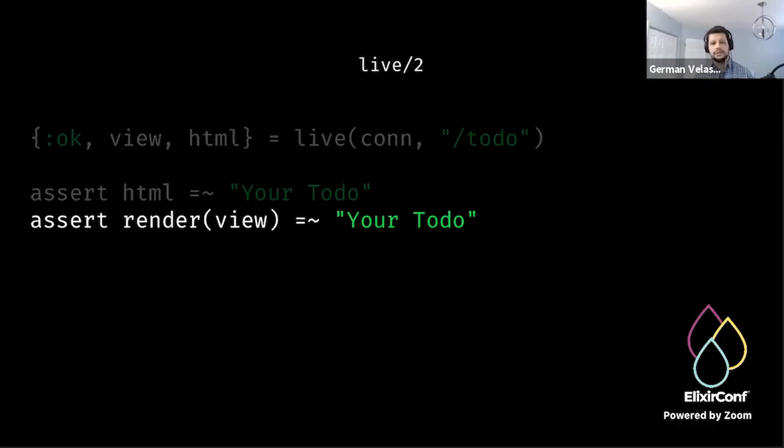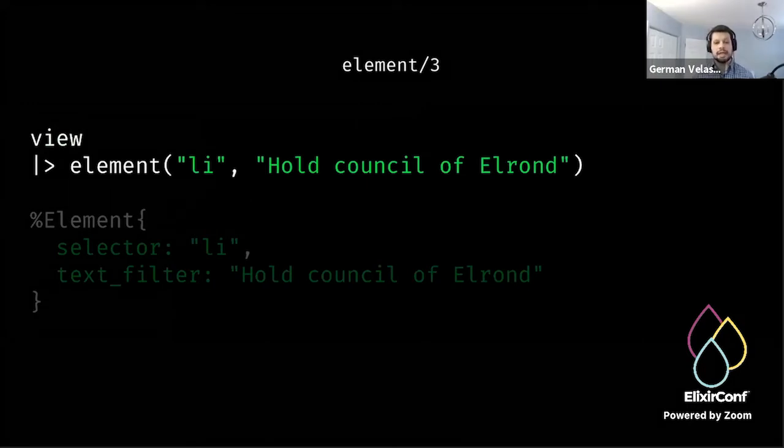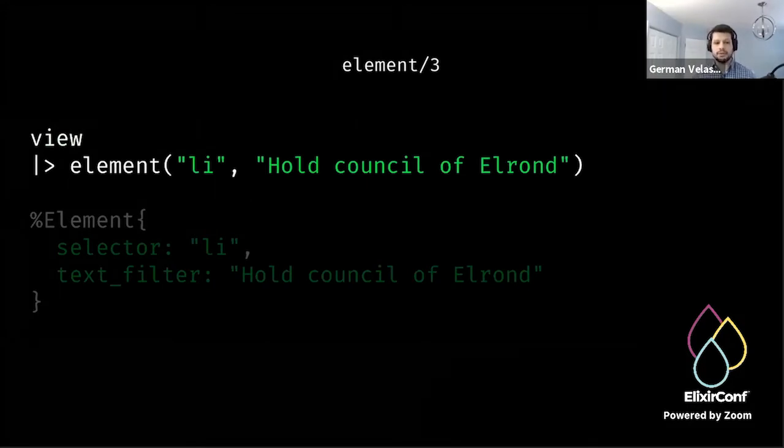If you're mounting your LiveViews via a view or a controller, you can use a live isolated helper that will return the same 3 tuple. Okay, let's look at the functions that I call scoping functions. They're element and form, and we'll look at form in a second. They take in a view, a CSS selector, and the element takes an optional text filter.